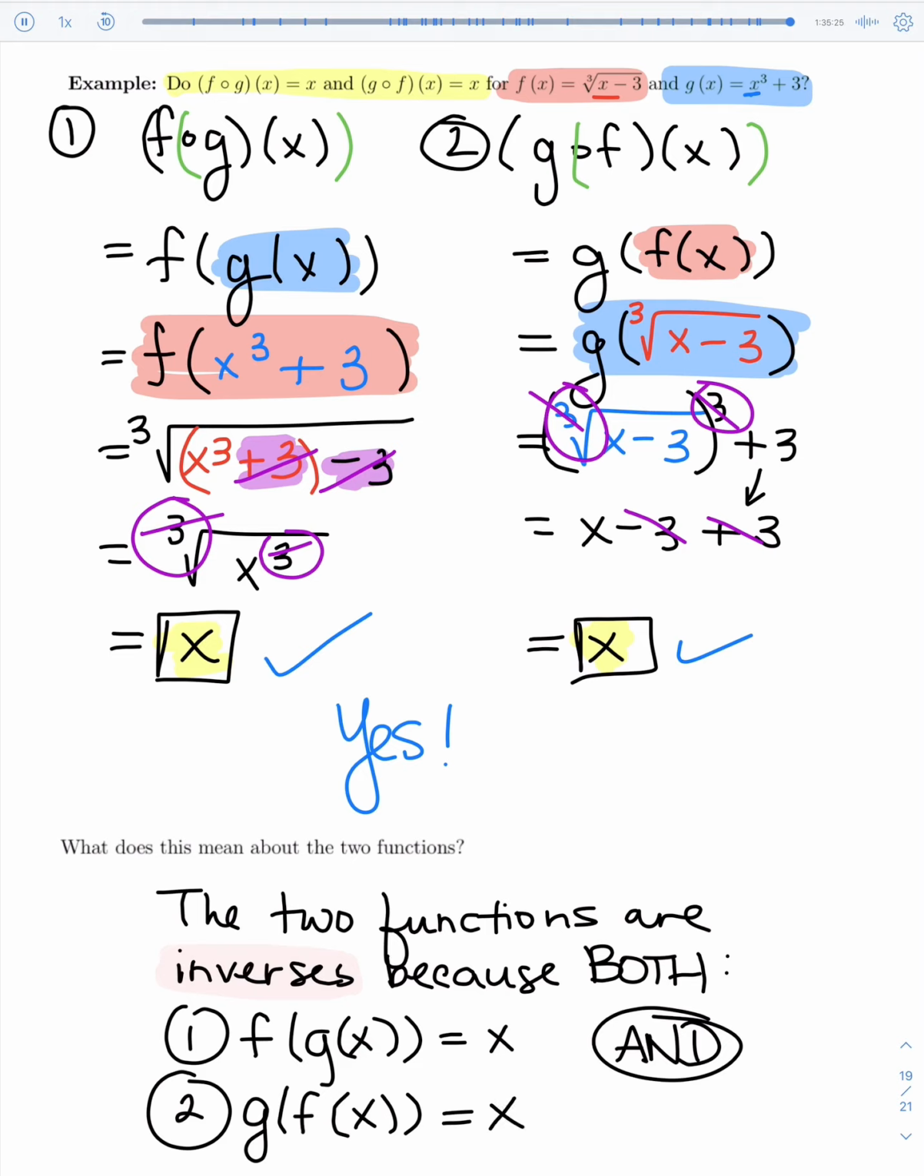That's what it means for two functions to be inverses. It has to do this on both of them, not just one. It's that when you plug in g to f, it cancels it out and leaves you with just an x. And when you plug in f to g, they cancel one another out and leave you with just an x. It has to work in both directions.